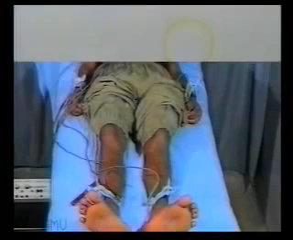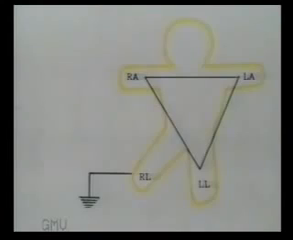The electrode on the right leg is the ground electrode or the earthing electrode. So in effect, we have 3 active electrodes whose combinations will give us 6 leads: 3 bipolar leads, 1, 2 and 3, and 3 unipolar leads, AVR, AVL and AVF.